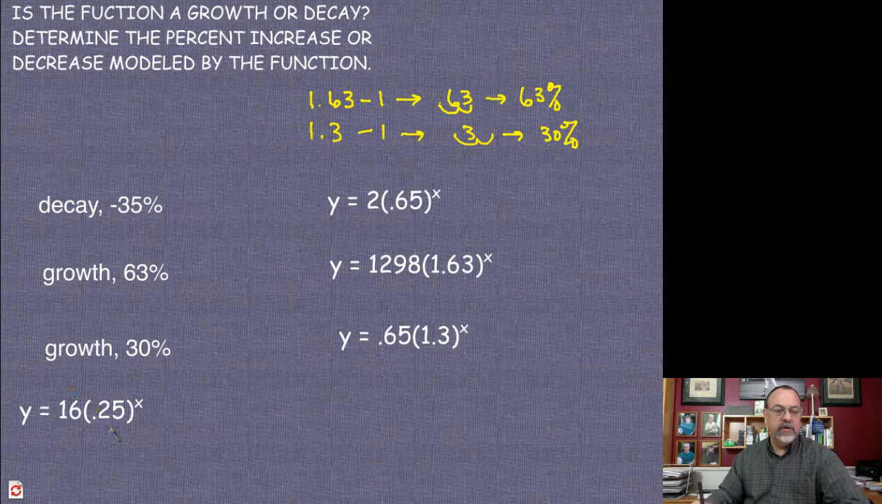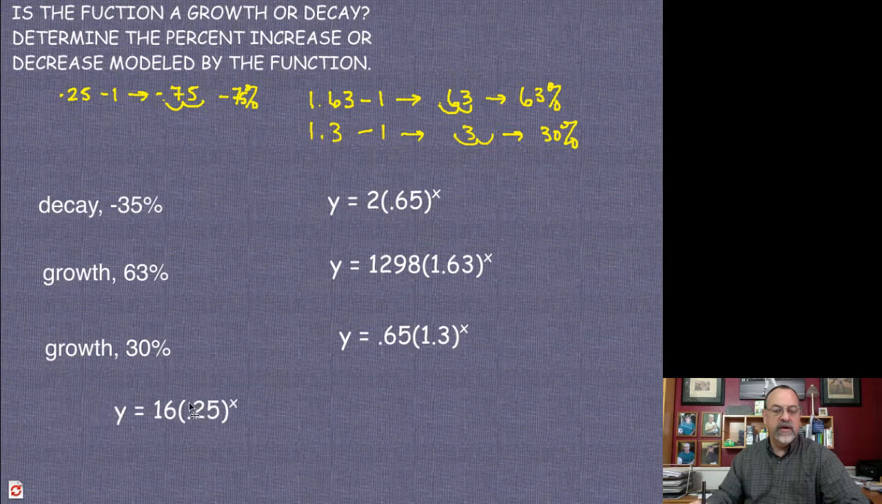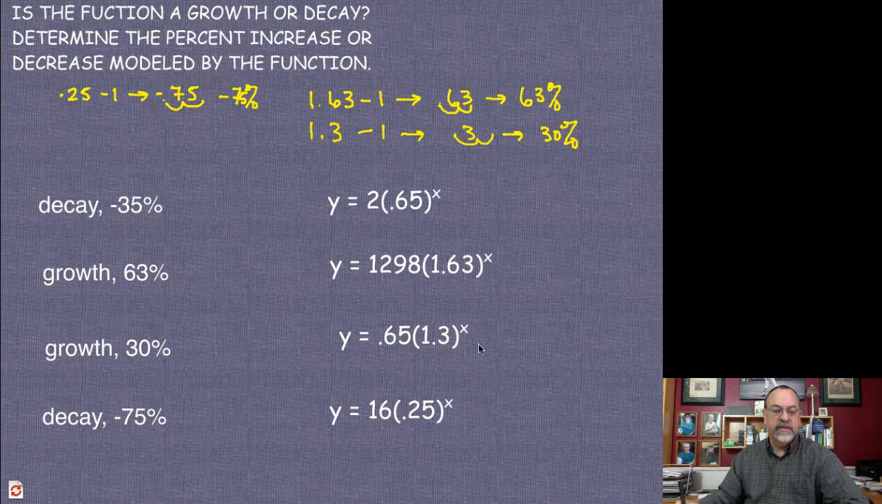The last one real quick here, this is less than 1, so this is a decay. The B value is 0.25. 0.25 minus 1 gives me negative 0.75. Move it over 2 places, so this would be a 75%, ooh, I didn't write that, a 75% decay represented by this expression. Okay, so main things here, remember the difference between growth percent and growth decay.